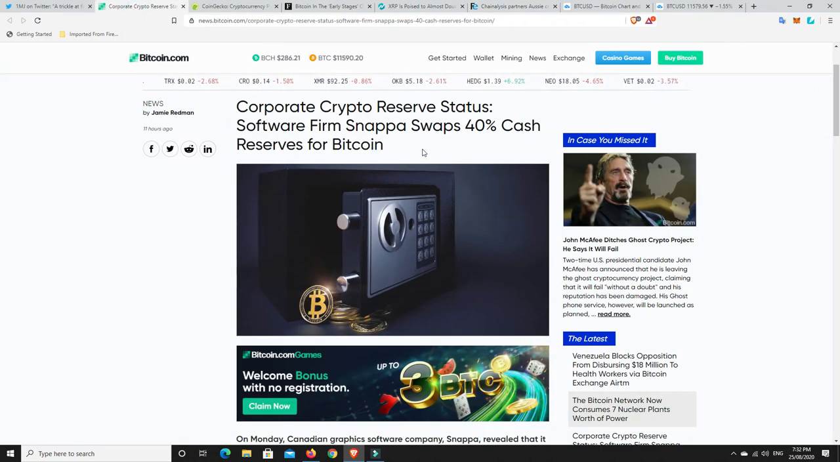So, corporate crypto reserve status: software firm Snappa swaps 40% of its cash for reserves in Bitcoin. So this is where it's happening. It's starting to happen. Institutions and businesses and all the rest of it are now scared of what's happening to the dollar, and I'm scared of what's happening to the dollar. It's being printed into oblivion, particularly the US dollar, but that's the reserve currency. So anyone who thinks, particularly those who don't live in the US, that it's not going to affect me, it will. The US dollar is the reserve currency for the world. If that gets printed to oblivion, it affects us all. And that's why a number of countries are trying to move away from the US dollar, particularly China and Russia. They're moving away from it where they can.